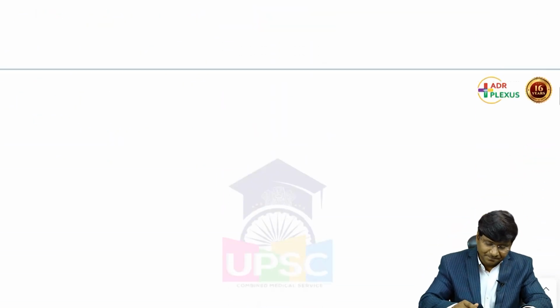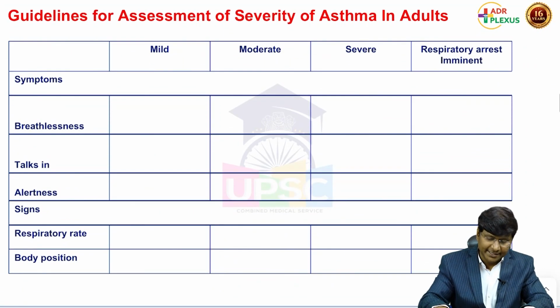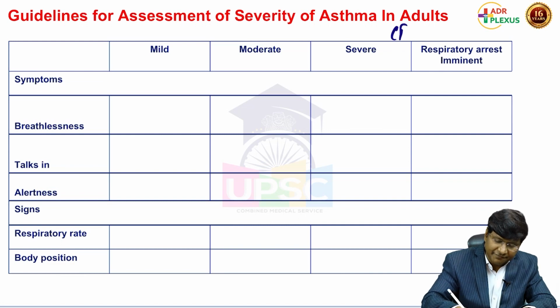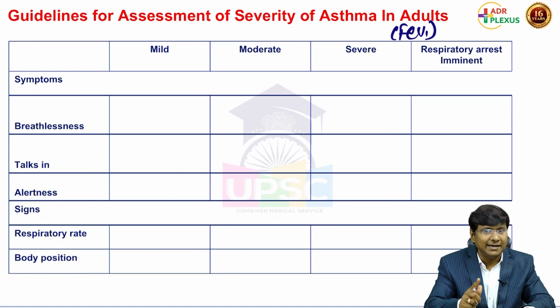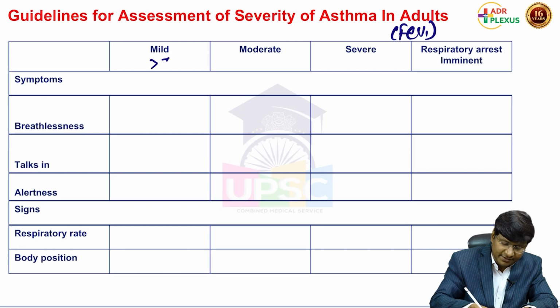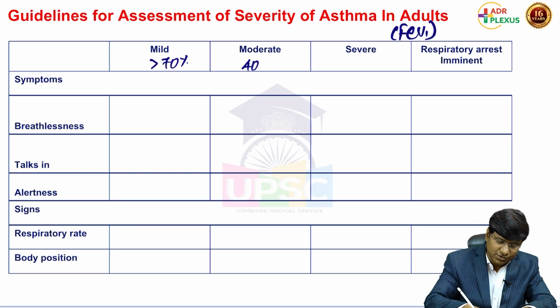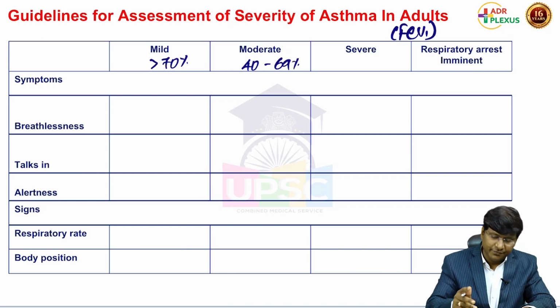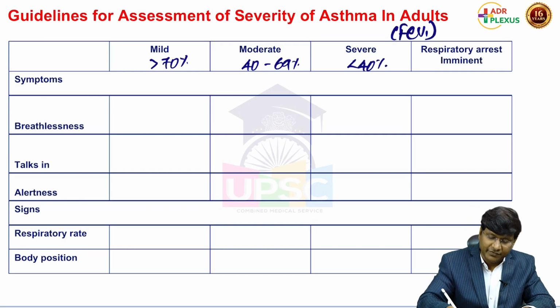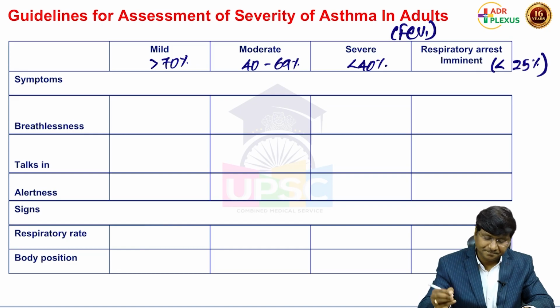Let me tell you. Now, in case of mild, how much will be the FEV1? In mild, the FEV1 is more than 70%. Whereas in moderate, the FEV1 is 40 to 69%. Whereas in severe, the FEV1 will be less than 40% or more than 25%. And in very severe, which is nothing but respiratory arrest, the FEV1 will be less than 25%.